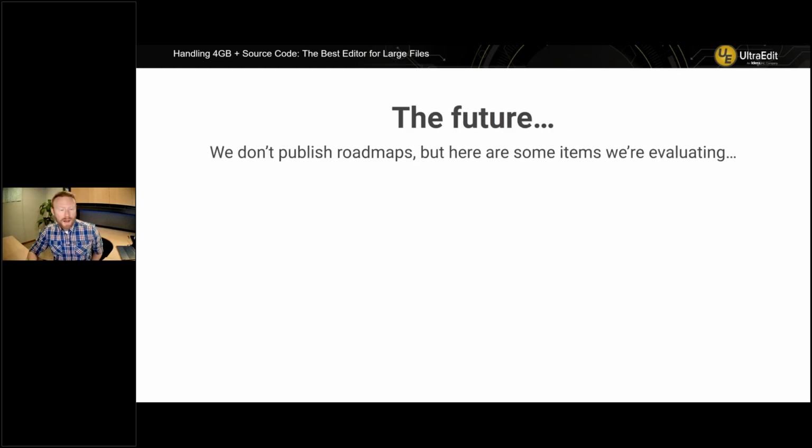So beyond this, I just wanted to give you guys some general ideas of what we're looking at. As it says, we don't publish official roadmaps, but these are a few of the items that we're evaluating. As I mentioned before, we're continually focused on performance. UltraEdit's a pretty mature product. There's not much that it's missing in terms of editing. So, the question really becomes, how do we make a mature product better?